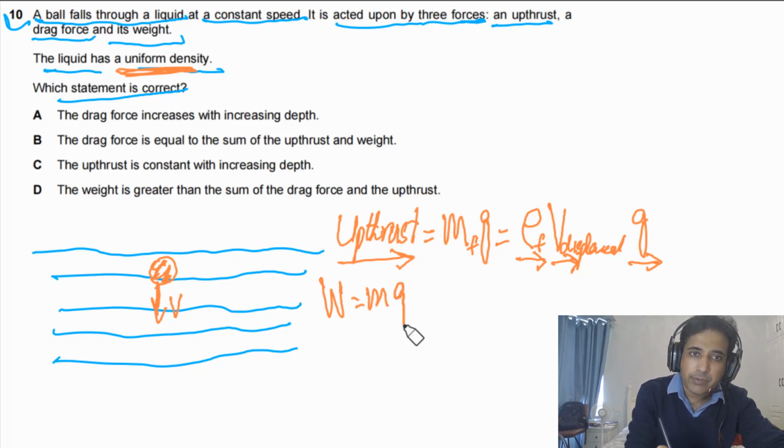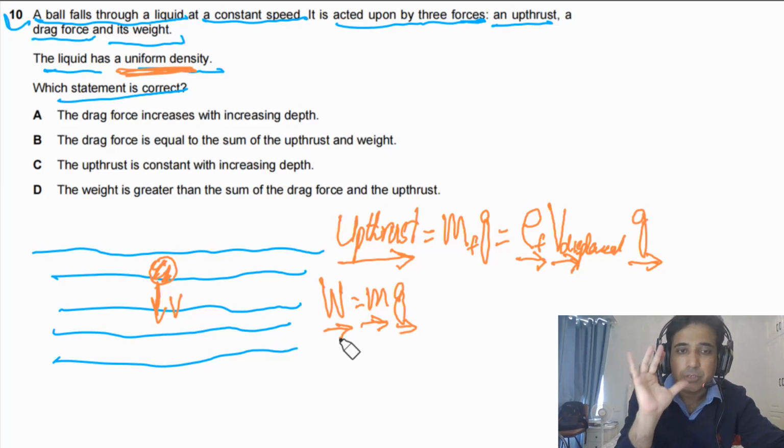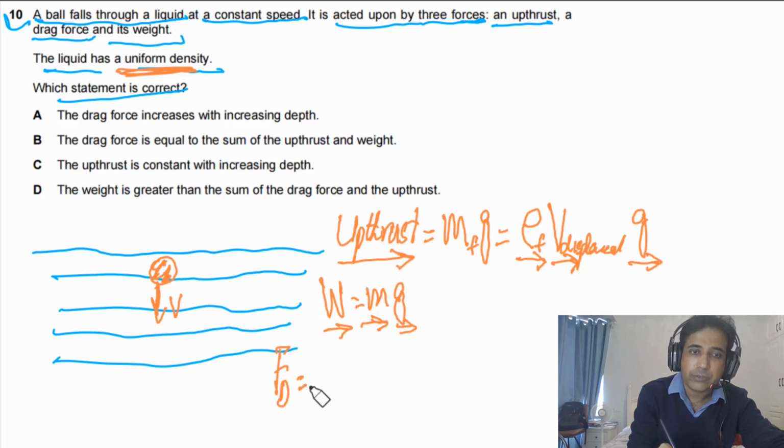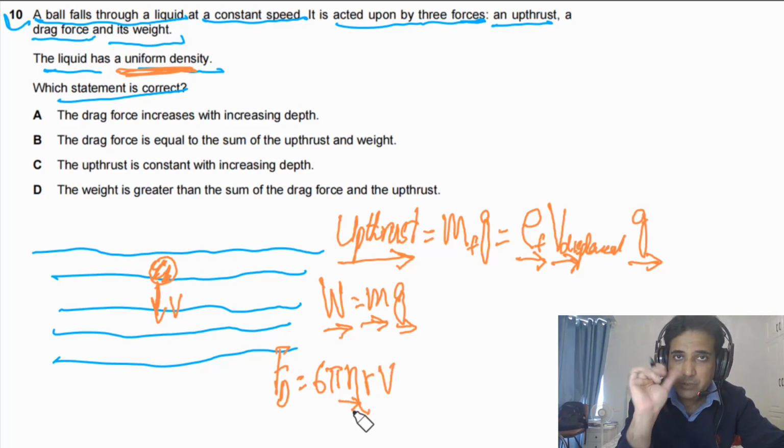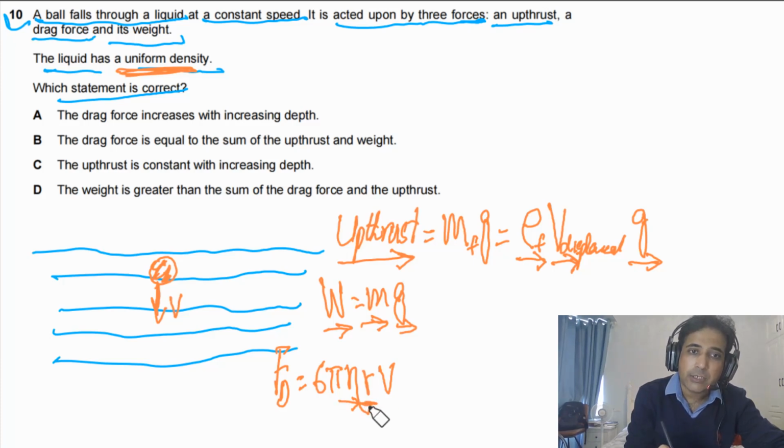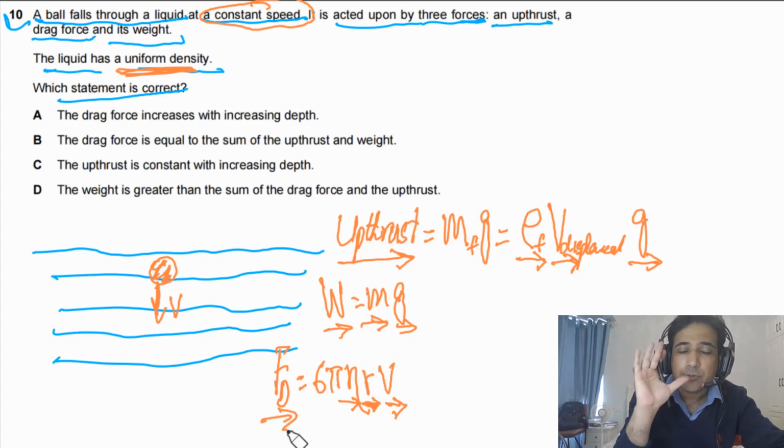Weight is equal to m times g. In this case, m, the mass of the ball, is constant, g is constant, so weight is also not changing. The last force we have is the drag force. Drag force is equal to 6 pi eta r v. In this case, eta is the viscosity of the liquid, a property of the liquid, and it is not changing. r is the mean radius of the ball, which is also not changing, and v is the speed of the ball, which is also constant. It means drag force is also constant.